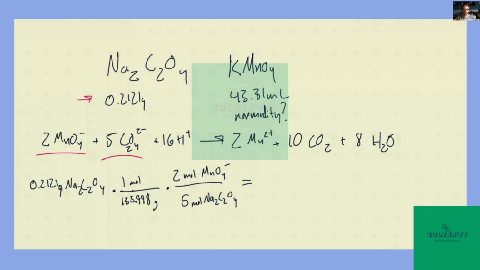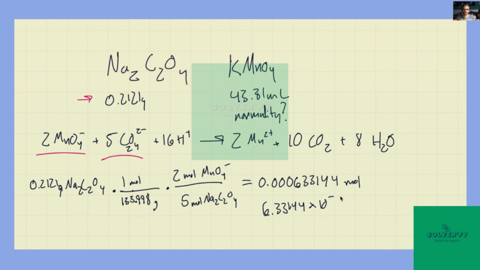Well, we need to put this into our calculator. 0.2121 divided by 133.998 divided by 5 times 2. And I get 0.0006334. Let's round this off at 4. We could also say 6.33144 times 10 to the minus 4 moles, whichever way you'd like.